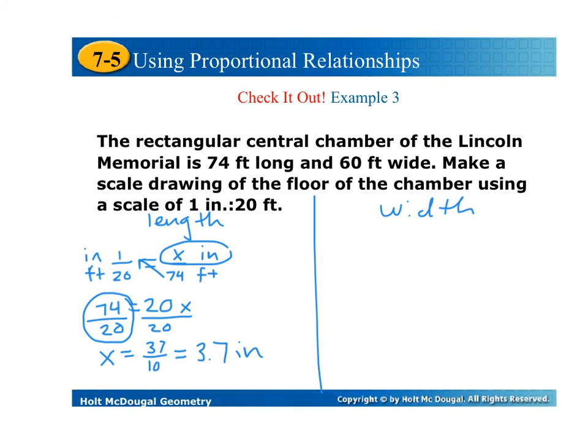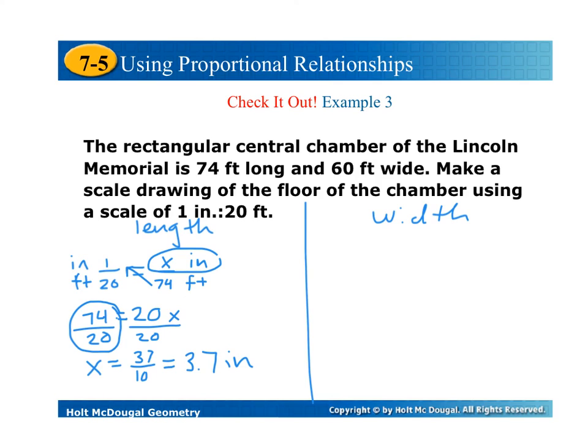Now we're going to do the same thing for width. Austin, where do we start? You would take 60 and put that over 20. How did we start here? Oh, you would put 1 over the 20. Perfect. And is 1 in inches or feet? It's in inches, and then 20 in feet. And that's going to be equal to, we need inches over feet. So you put 60 feet on the bottom, and then X inches on top.